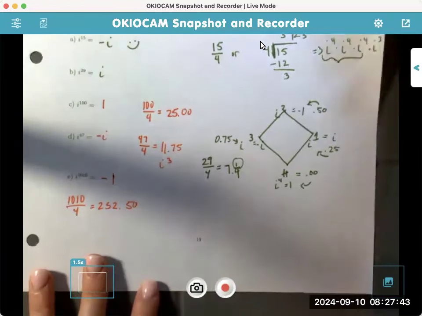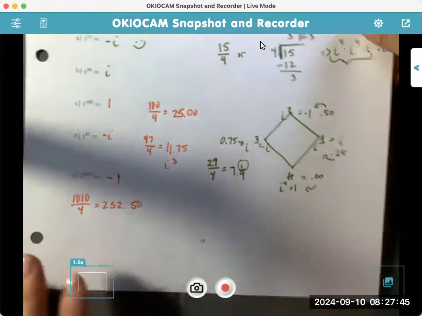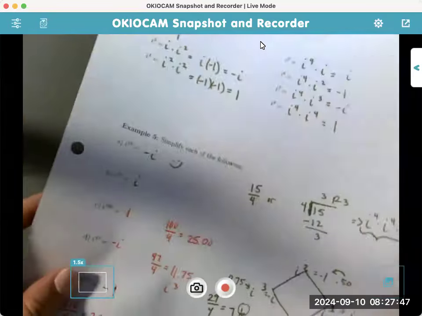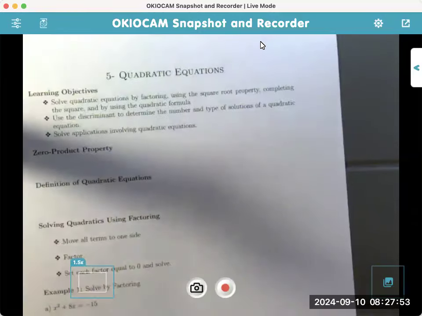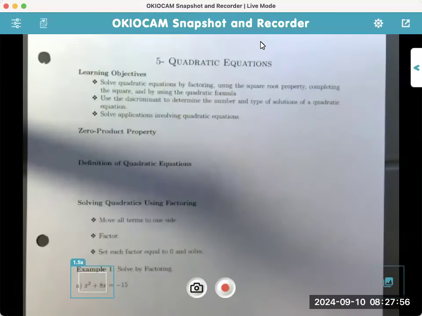But that finishes the complex numbers. So then we'll dive into quadratics. Give me a second to get the paper. Here we go. Quadratic equations.